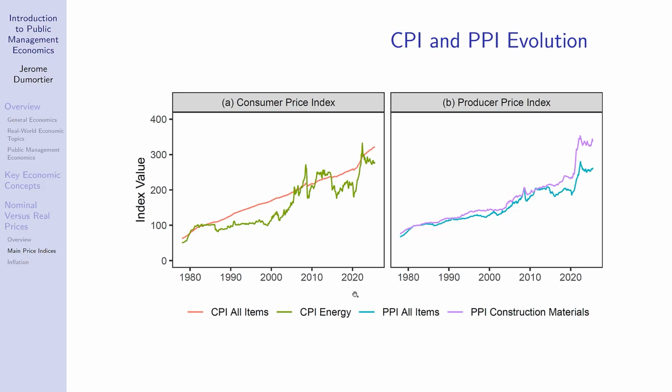On the right-hand side, you have an example of the producer price index, where you have one series that represents the PPI for all items, and then you also have the PPI for construction materials. There you see that you had a sharp increase at the onset of the COVID-19 pandemic.